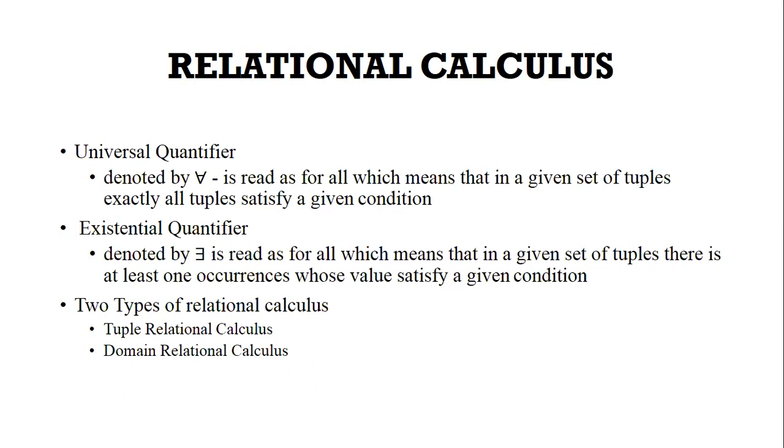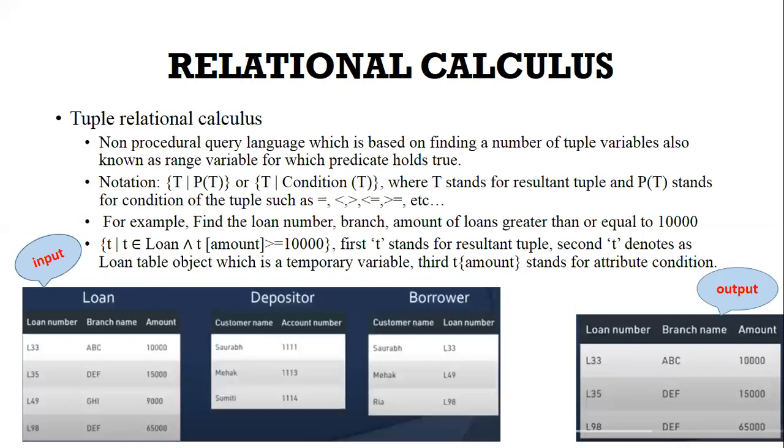There are two types of relational calculus. One is tuple relational calculus, another one is domain relational calculus. Tuple relational calculus is a non-procedural query language which is based on finding a number of tuple variables, also known as range variables, for which the predicate holds true.